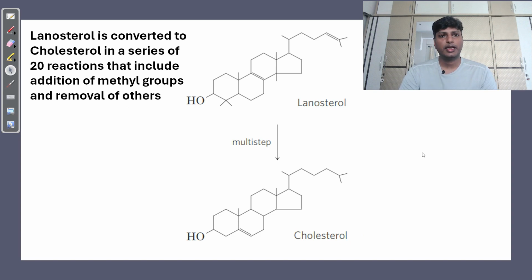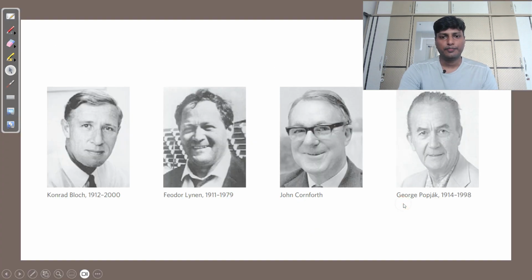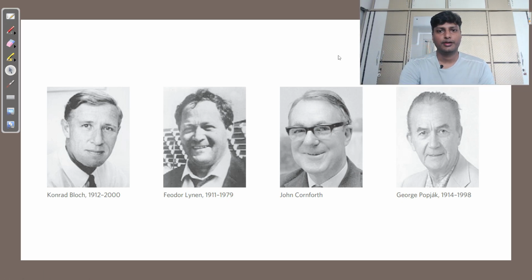And finally this lanosterol will undergo 20 different reactions in which there will be addition of methyl groups. And finally, the lanosterol will be converted to cholesterol in case of animals. So this particular pathway was found by the great scientists, that is Konrad Bloch, Feodor Lynen, John Cornforth, and George Popjak. So these were the great scientists who elucidated this particular pathway of cholesterol biosynthesis.